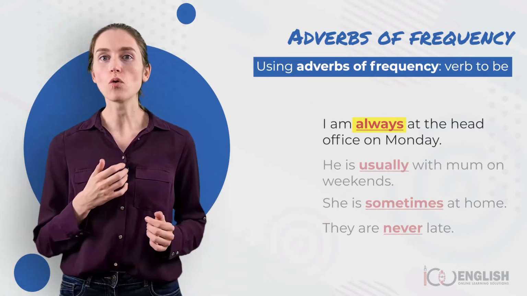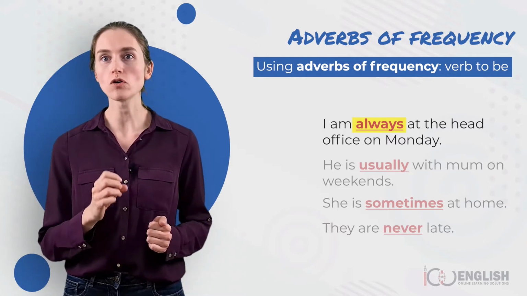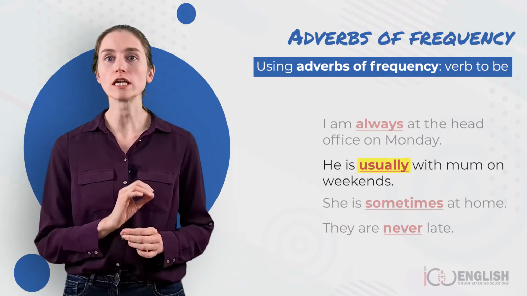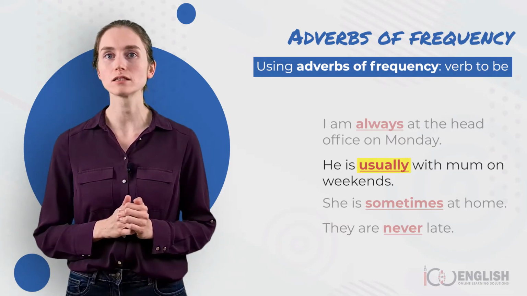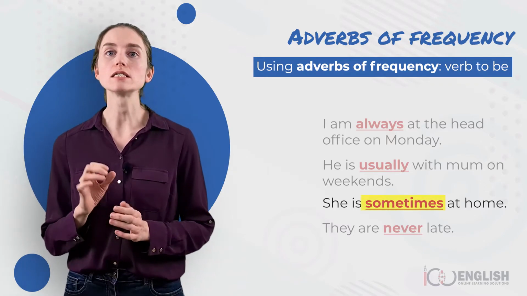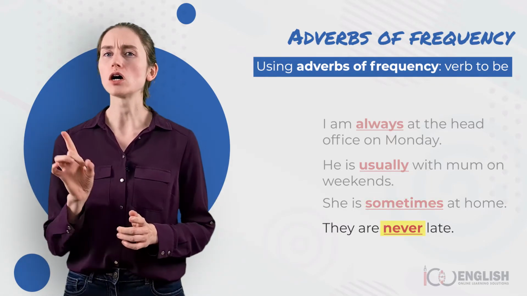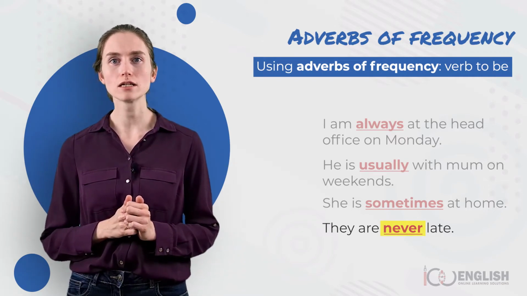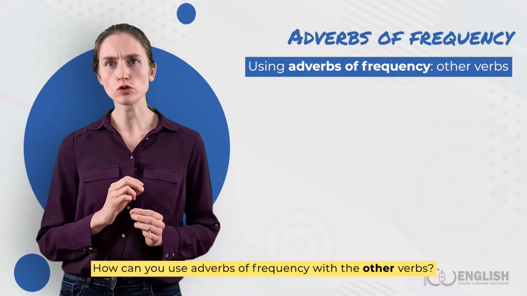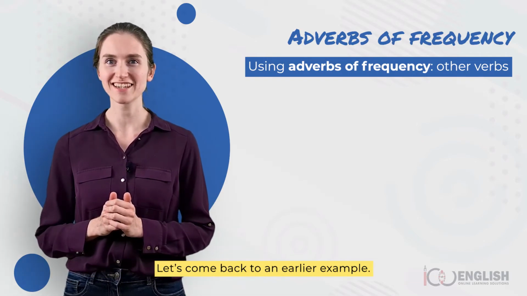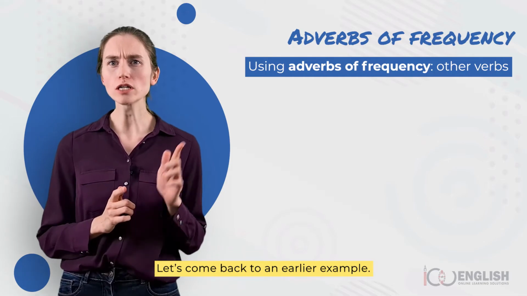I am always at the head office on Monday. He is usually with Mum on weekends. She is sometimes at home. They are never late. How can you use adverbs of frequency with the other verbs? Let's come back to an earlier example.